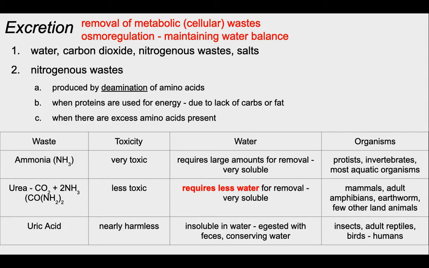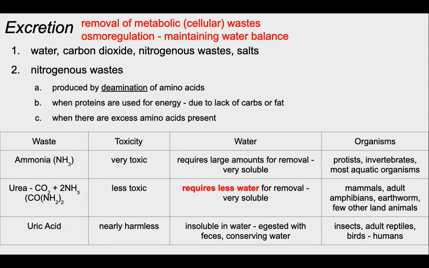So some of the waste products that need to be excreted in organisms: excess water, carbon dioxide, which is produced often from cellular respiration, nitrogen wastes, which we'll talk about, salts and different ions produced from various metabolic processes. All these things need to be removed from the organism, otherwise there's the risk of them becoming toxic.